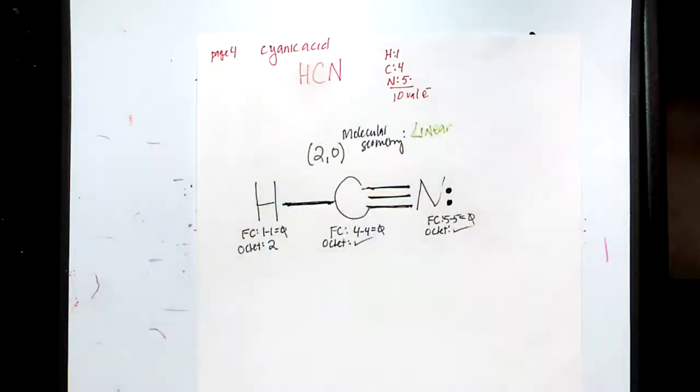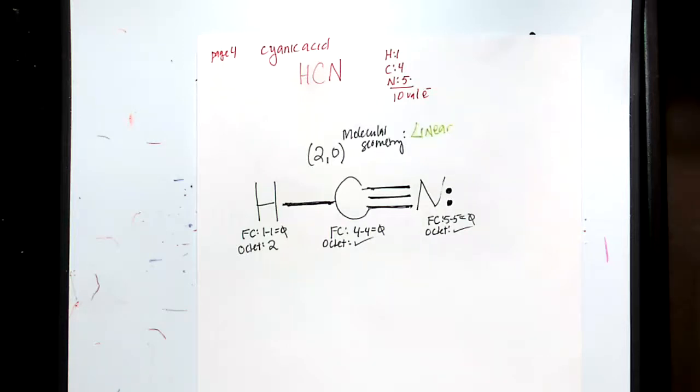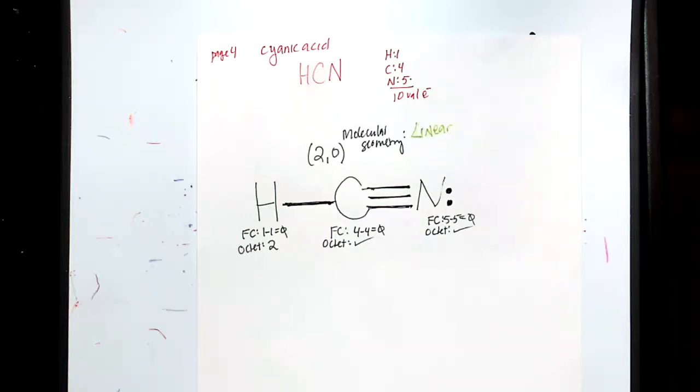Okay, 2 bonds, 0 lone pairs. Shall I bore you with this? One happens to be double, one happens to be triple, the other happens to be single. It's 2 bonds, 0 lone pairs. No lone pairs, very nice, sweet bond angle of 180 degrees.